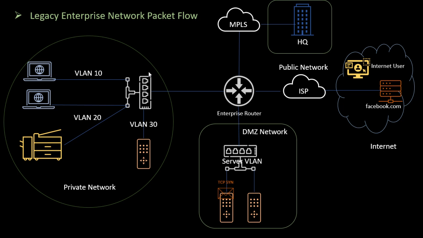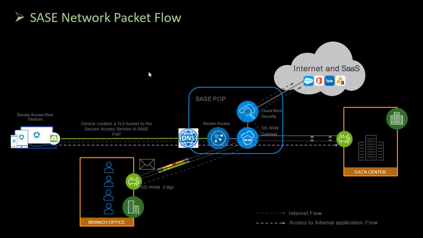Then this PC will send the packet towards the router, and if you have done the routing properly, the router will forward this packet towards the DMZ network, and then your TCP SYN packet will reach the servers running inside your DMZ network, and you will get the reply, right? Similarly, if you want to communicate with your headquarters, you will forward your packet towards the enterprise router, and then the router will forward it towards the MPLS circuit, and from there the packet will reach your headquarters.